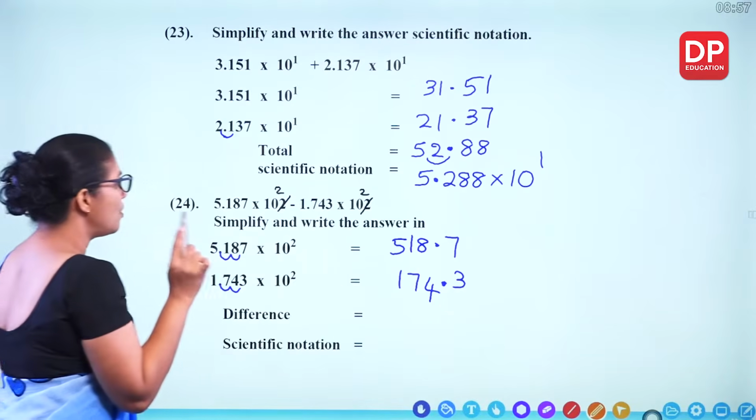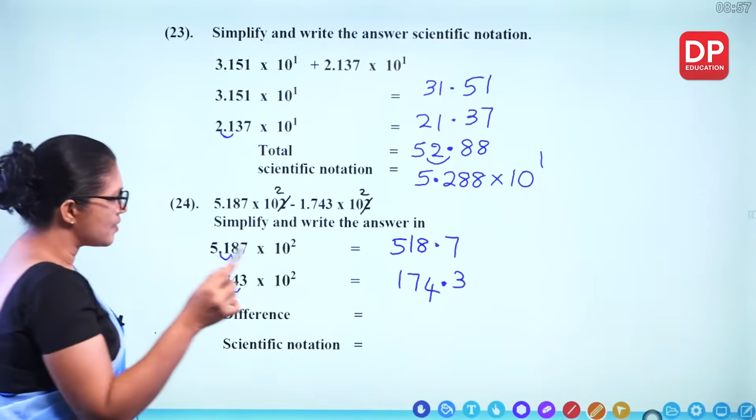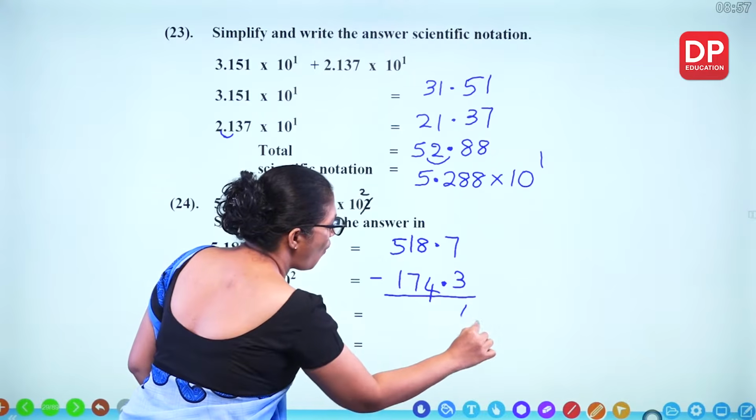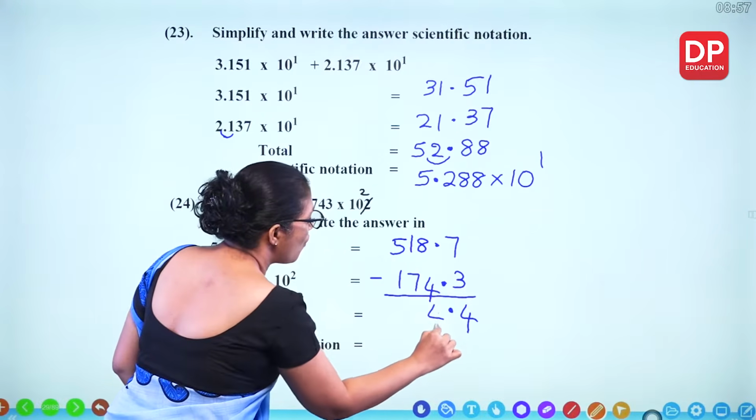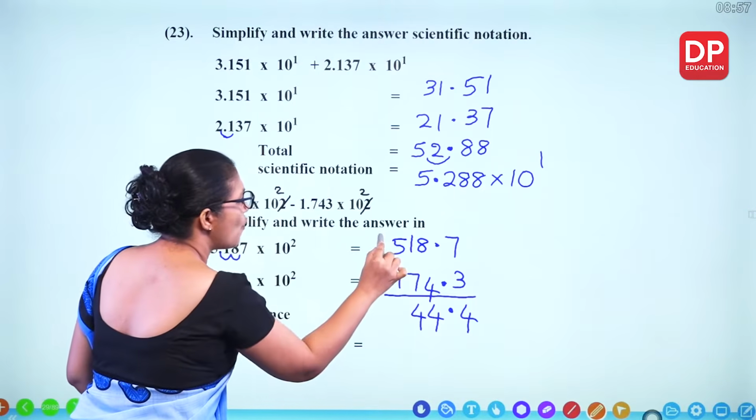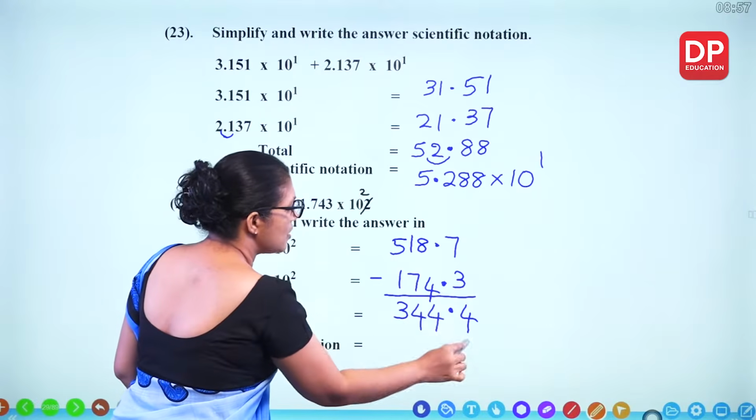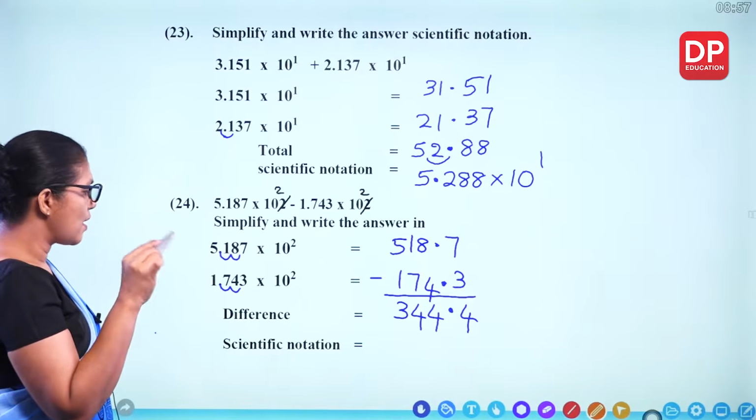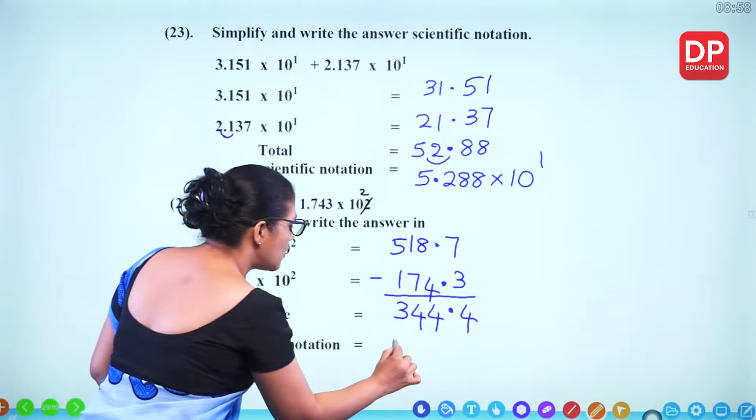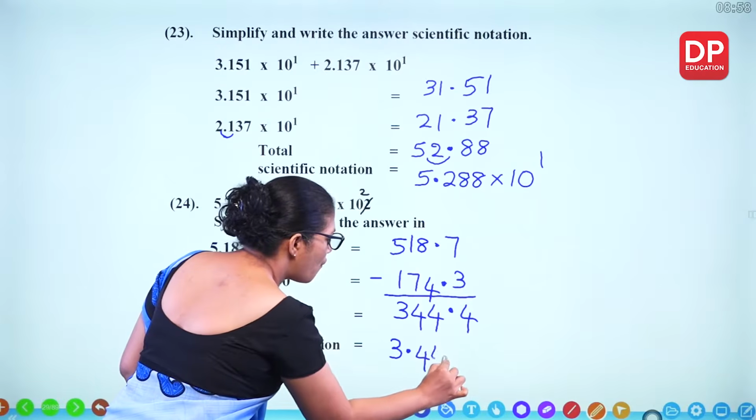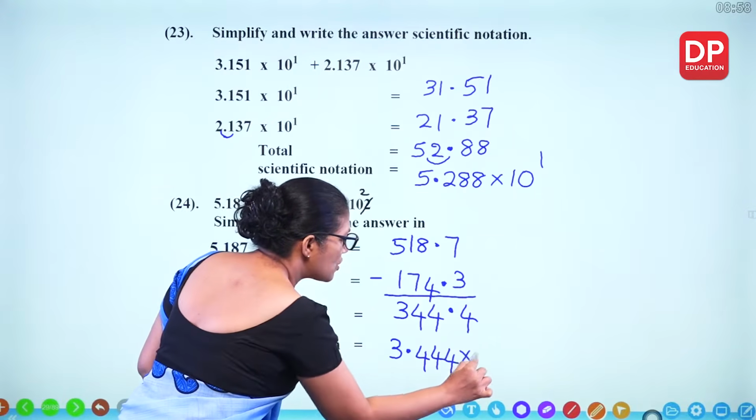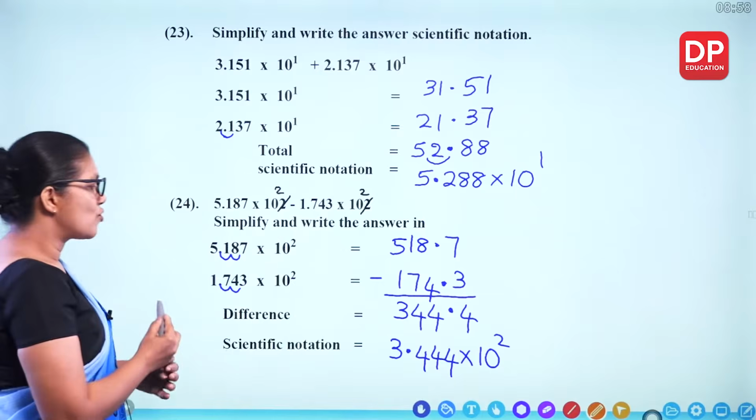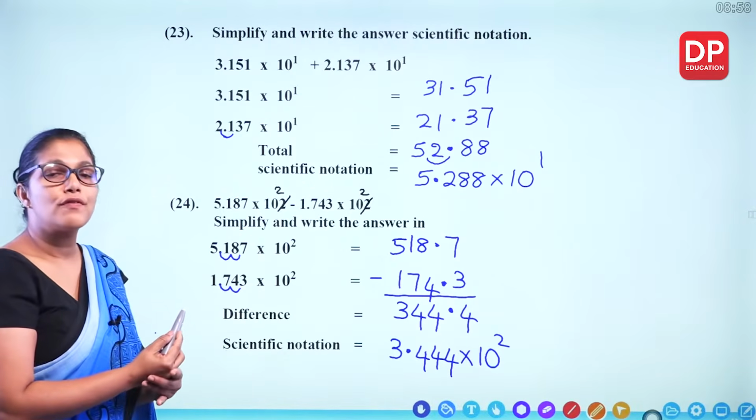174.3. Now, the difference. Subtraction means difference, so subtract these two. What do you get? 7 minus 3, 4. 8 minus 4, 4. 11 minus 7, 4. 4 minus 1, 3. Check it again. So you get 344.4 as the difference. Now convert to scientific notation. So you get 3.444 into 10 to the power, how many places to the right? 2 places to the right. So then you get 344.4.